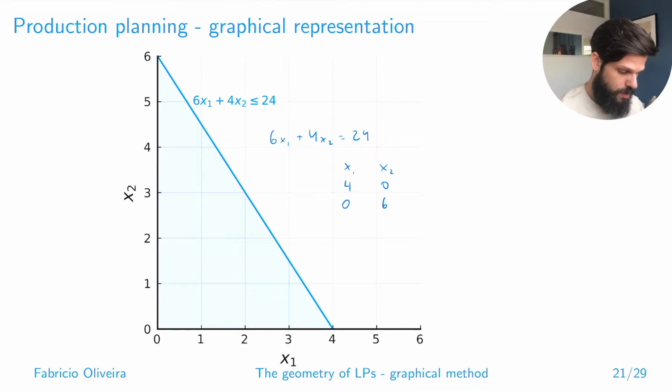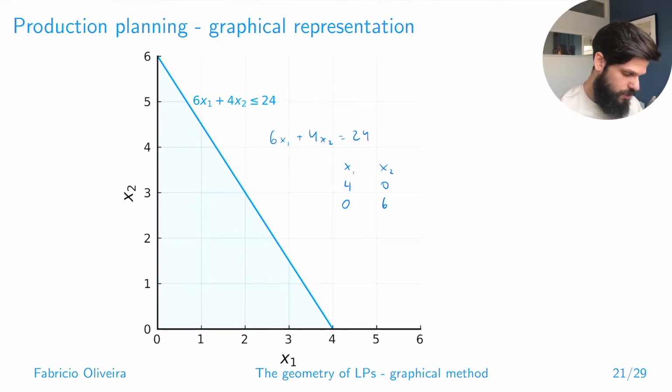But because we want the closed half space, we want everything that is less or equal than 24. Half spaces are on one side or the other. They divide the space into 2 spaces. So in our case here, R2 would be divided in 2 half spaces. That's why it's called a half space.